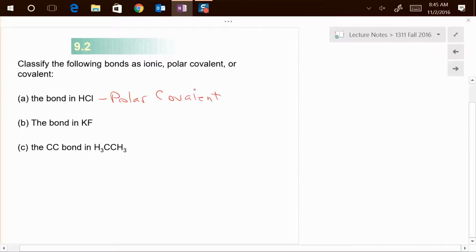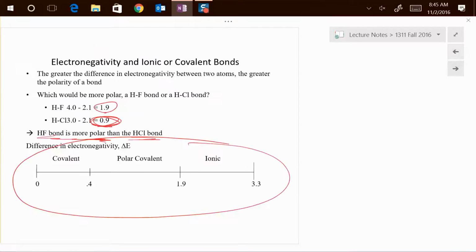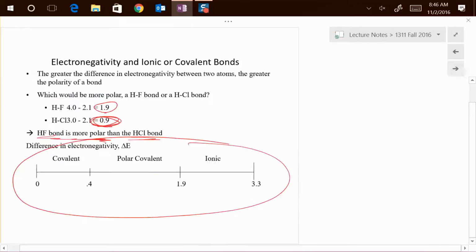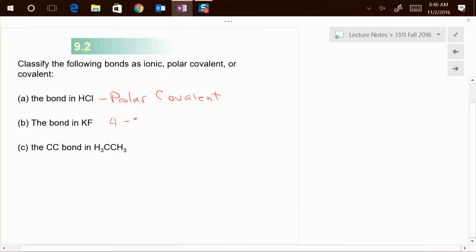Fluorine has an electronegativity of 4. K has an electronegativity of 0.8. So what is this going to become? Ionic. This one is definitely ionic. Huge electronegativity difference between them. So definitely, this is much greater than 1.9.